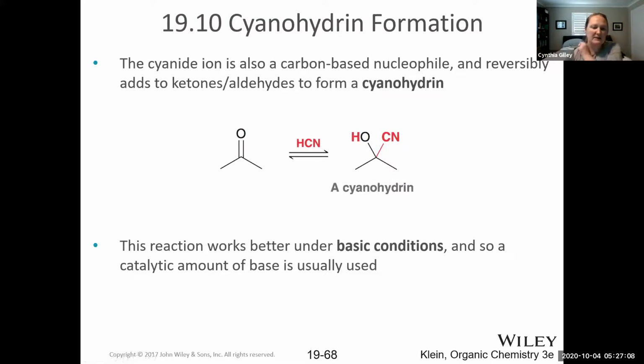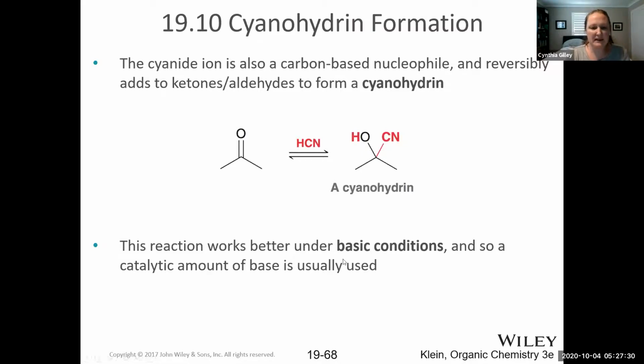Another carbon-based nucleophile is cyanide. We can use cyanide, which has a carbon with a formal negative charge. It is a nucleophilic carbon and can do a nucleophilic attack on this electrophilic carbon. And when it does, it forms a product that we call a cyanohydrin.